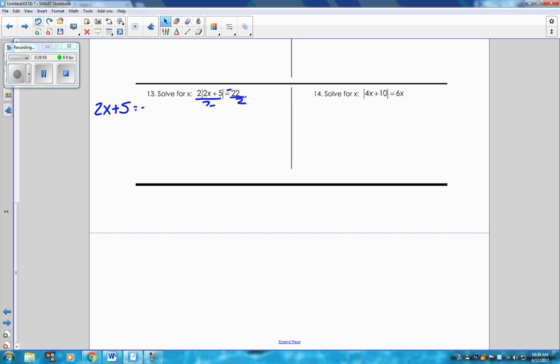Alright, so this is negative 22. When I divide by 2, I get negative 11. So now I have to change the other one to be a positive 11. Solve for x.